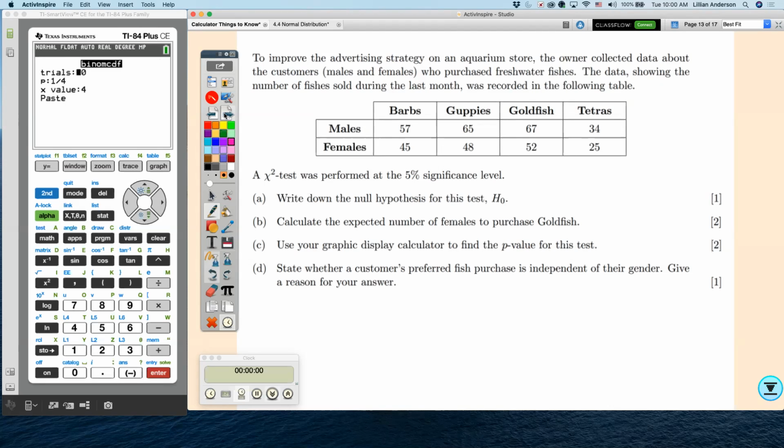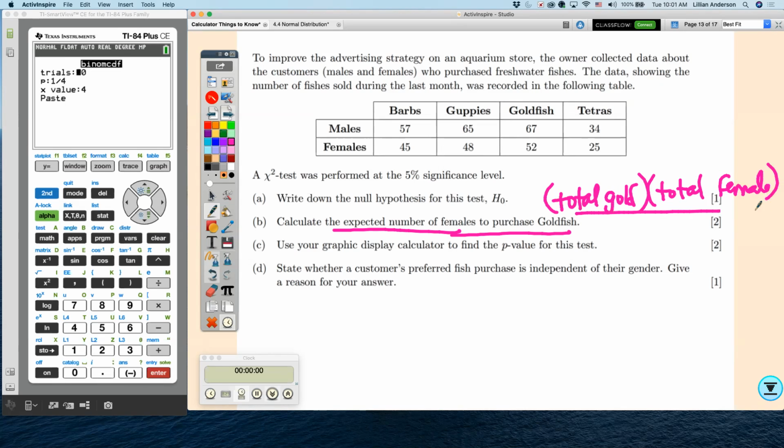Remember to find the expected number of females who purchase goldfish. We talked about this. You take the total of the goldfish, multiply it by the total female, and divide it by the overall total. That's how you find expected value. Yes, you can also retrieve it from your matrix B, but that's how you algebraically find it.